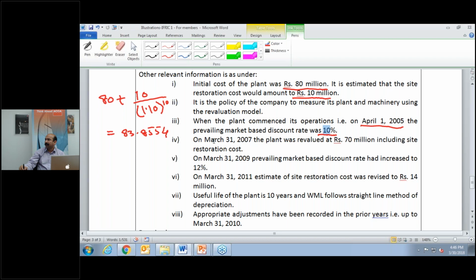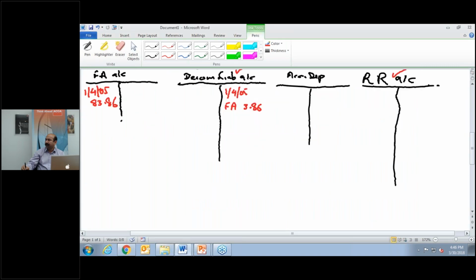Then on March 31st, 2007, the plant was revalued to 70 million, including site restoration cost. Plant was revalued. So here after 2 years there is a change. So this is a simple revaluation effect.